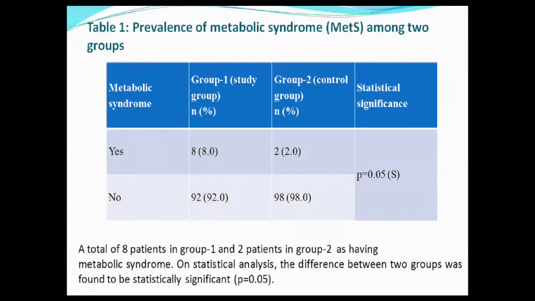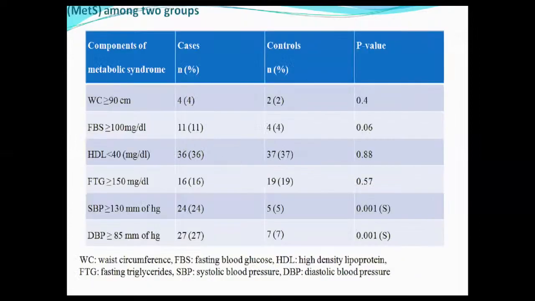Results. Prevalence of metabolic syndrome among the two groups. A total of 8 patients in group 1, that is the cases, and 2 patients in group 2, that is the controls, were found to have metabolic syndrome. On statistical analysis, the difference between the two groups was found to be statistically significant. The p-value was 0.05.